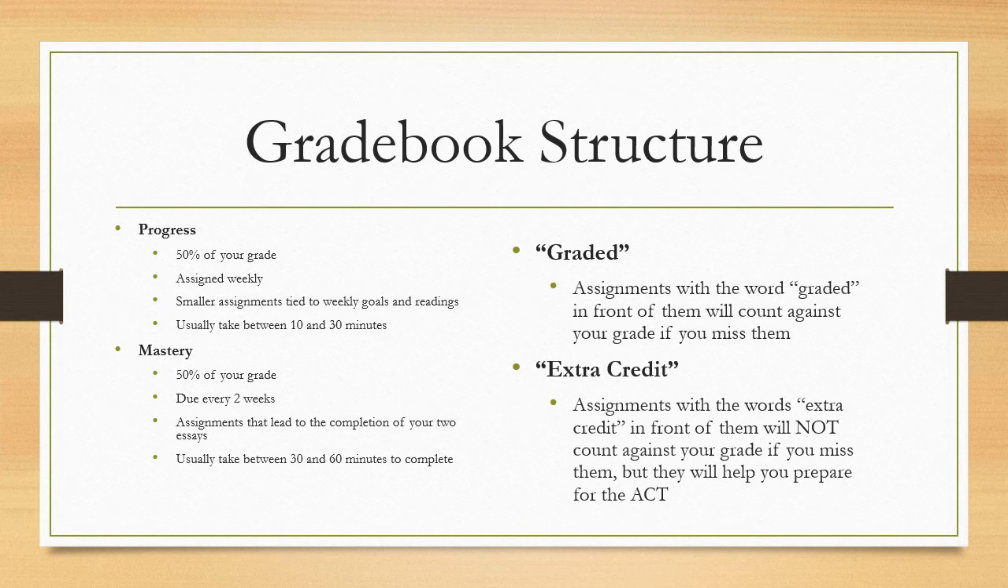Any assignment with the word graded in front of it is a high priority assignment. Any assignment with the words extra credit in front of it is something that will help you prepare for the ACT, but is less high priority than the graded assignments. Effectively, there are 2 different modes for passing this class. You can pass this class by doing all of the graded assignments and none of the extra credit. And that is an easier class than doing the extra credit assignments as well.